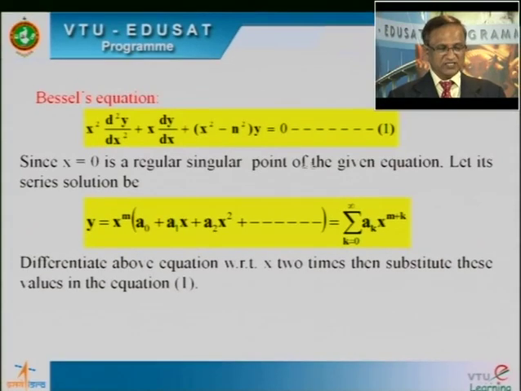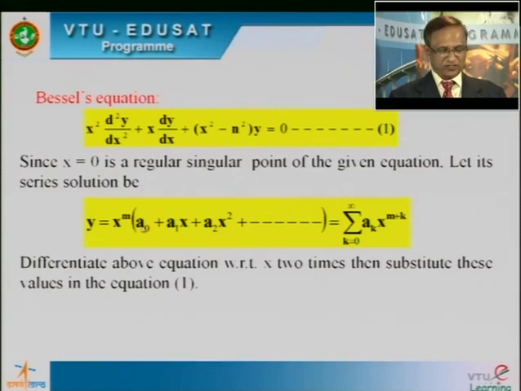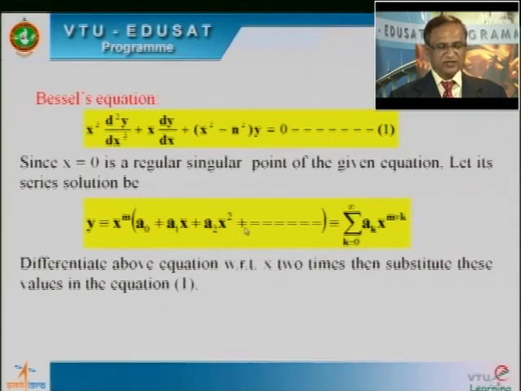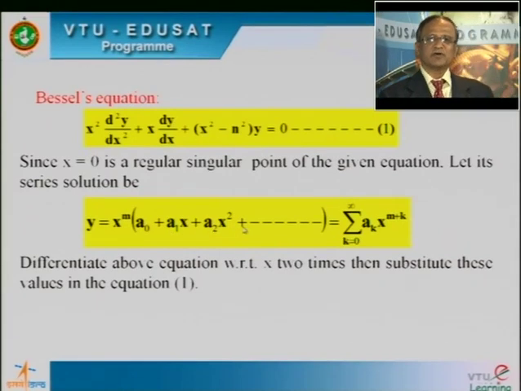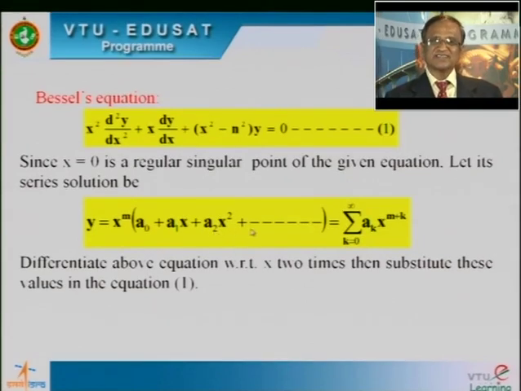Then you can assume the solution of the given differential equation as y equal to x to the power m into the bracket a naught plus a1 x plus a2 x square plus a3 x to the power 3 plus a4 x to the power 4 and so on. What is the nth term? An x to the power n, or you can write it as the summation of ak x to the power m plus k, where k varies from 0 to infinity.